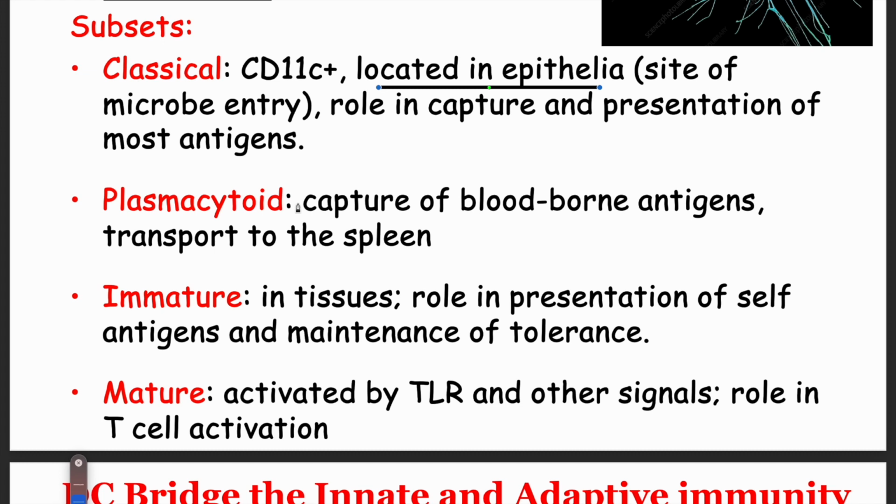عندنا plasmacytoid dendritic cells. It is present in the blood plasma. It basically captures the blood-borne antigen. Ako antigens بالبلد, for example, septicemia. There are pathogens in the blood, so these dendritic cells that are present there capture the antigen and move it into the spleen in order to get rid of the pathogen.